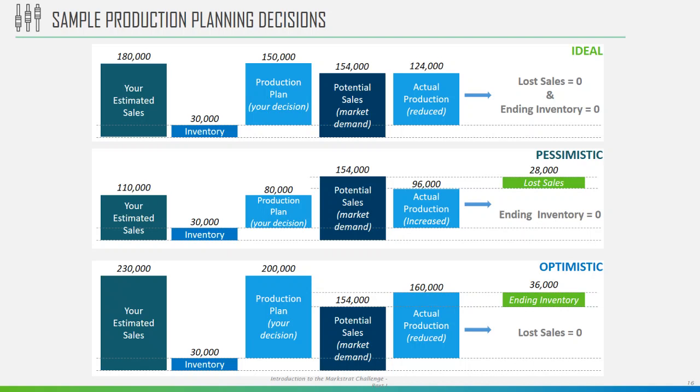And the bottom one I won't go through in detail, but it's the optimistic one where you basically end up with a bunch of inventory left over because you ordered way too much, and after the 20% reduction adjustment, you still had a bunch of units left over.